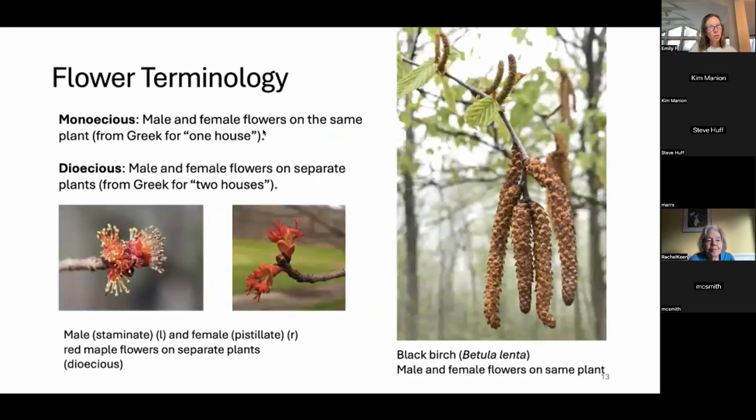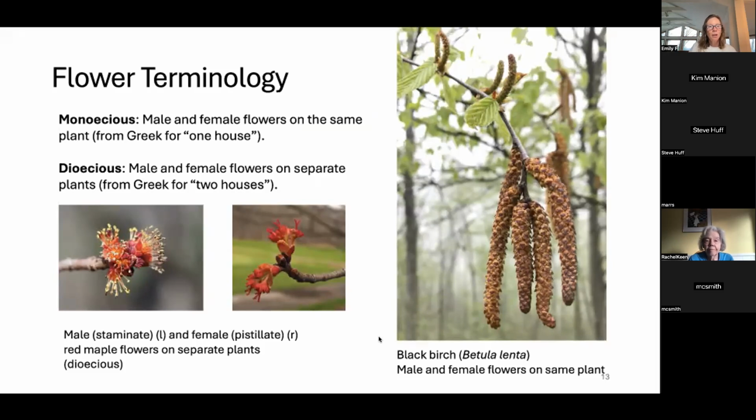So we just talked about monoecious and dioecious plants. Monoecious has both male and female on the same plant. So here I have a black birch. These are all of our male flowers in this catkin, or ament, is what they're called. And they are hanging down. And then the female flowers are in these little catkins that are pointing upwards. And that's very typical that the female catkins are pointed up and are smaller and more compact, and the male catkins hang down. So this would be a monoecious plant because it has separate male and female flowers on the same plant.